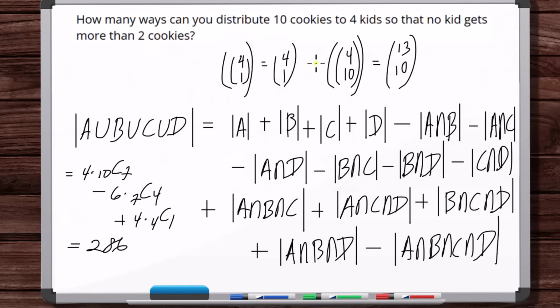Well, yeah. Because you've got 4 kids, and you're going to have to give a cookie to a kid no matter what. There's no way you can spread it out. 2, 2, 2, 2. You're left with 2 more cookies. Someone's going to get more than 2 cookies.